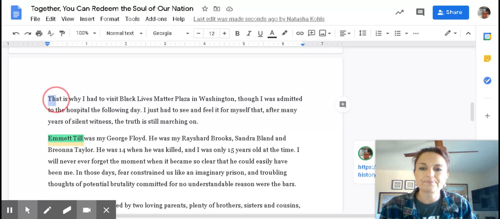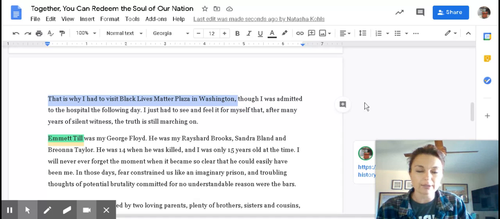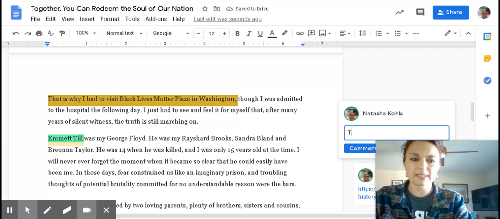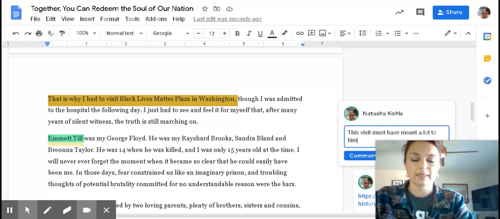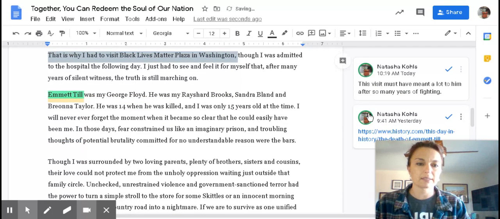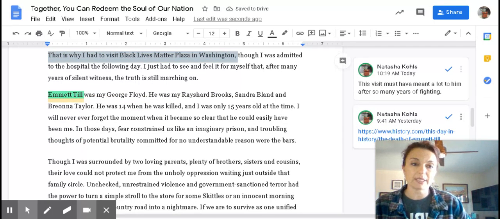And I thought, because I'm pretty familiar with John Lewis, for someone who's fought so hard for the rights of Black Americans and the freedoms and the right to vote, that this must mean a lot to him. So that's really what I want to say, is that this visit must have meant a lot to him after so many years of fighting. Okay, so there's my comment. I'm going to hit comment. Okay, and that's pretty much it.